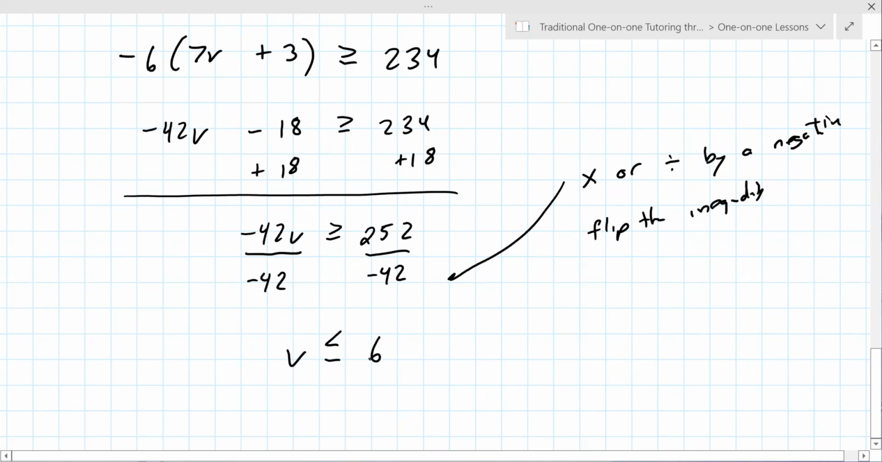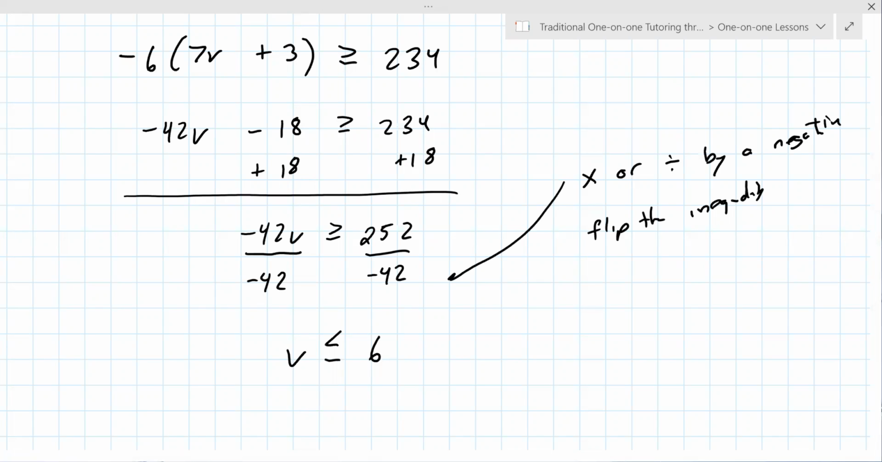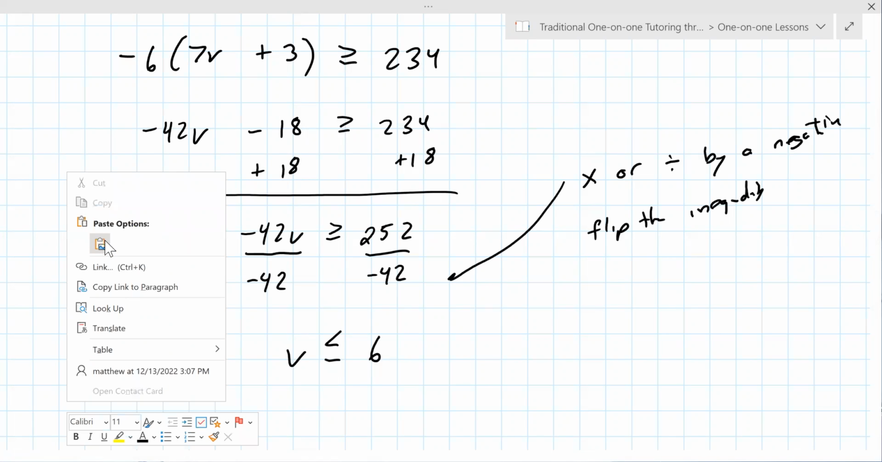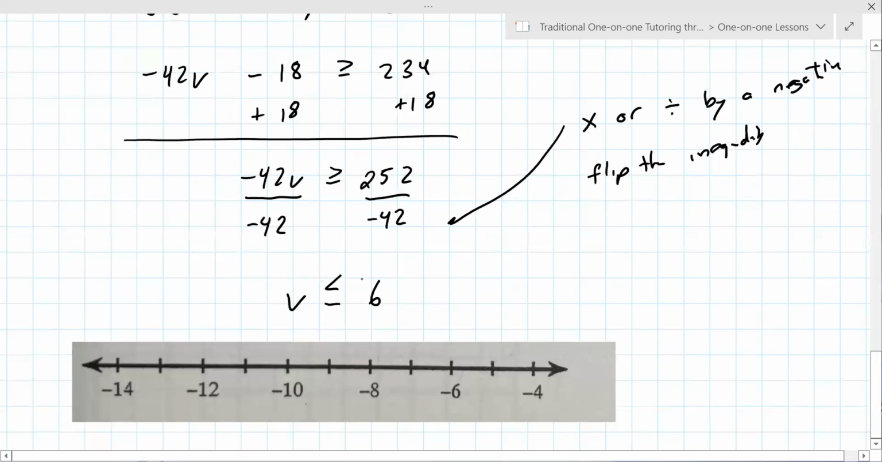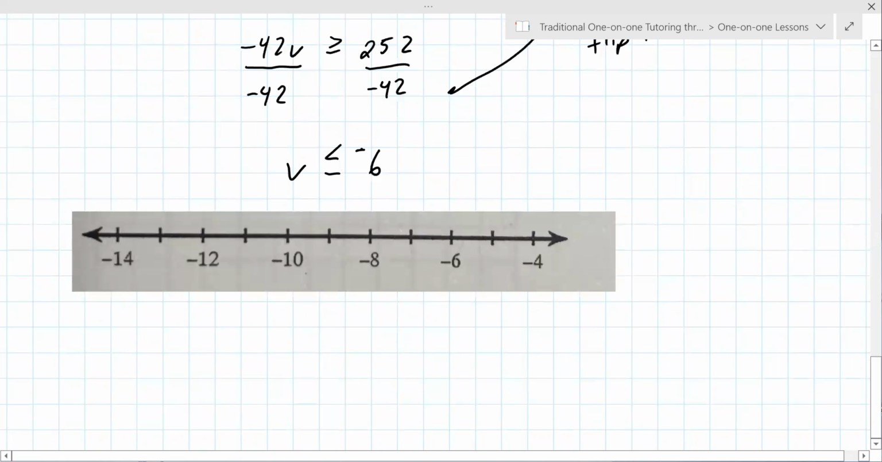I think this is 6. Are you allowed to use a calculator on this part of the test? Yeah, it's 6. Okay. So if we go back to our number line here. Oh wait, wouldn't it be -6? Yes. Yes. Okay.